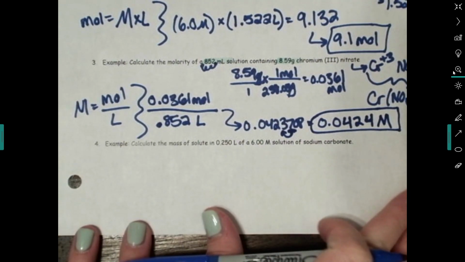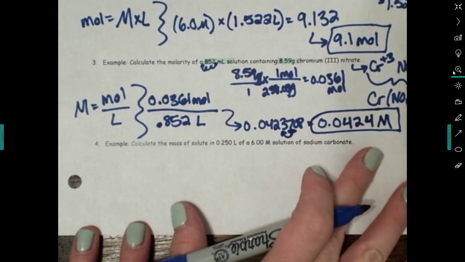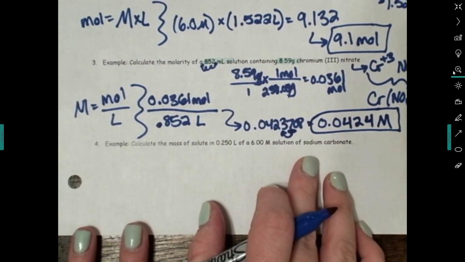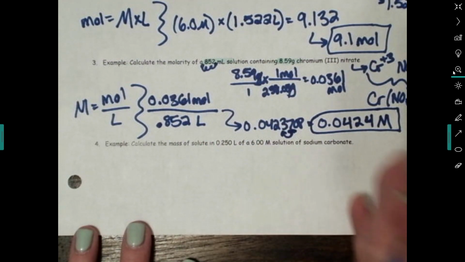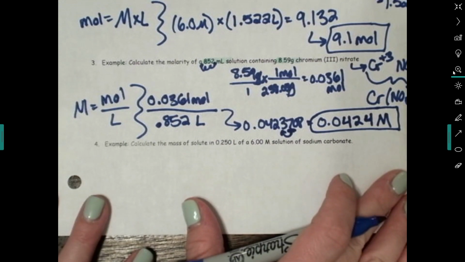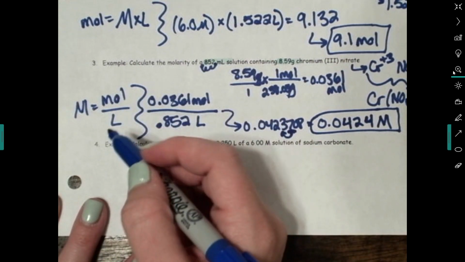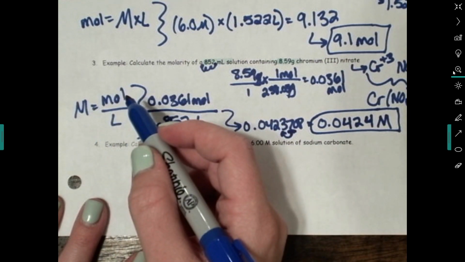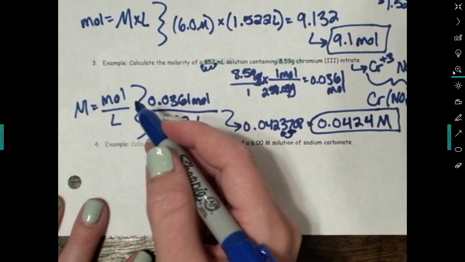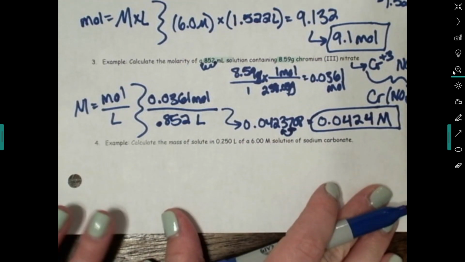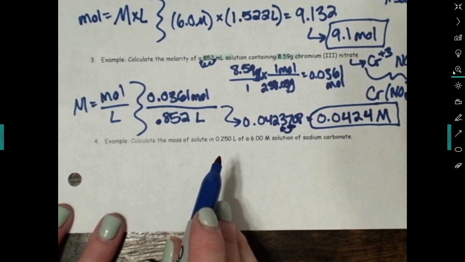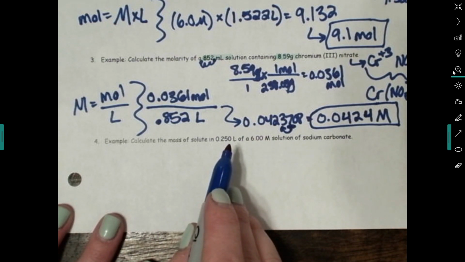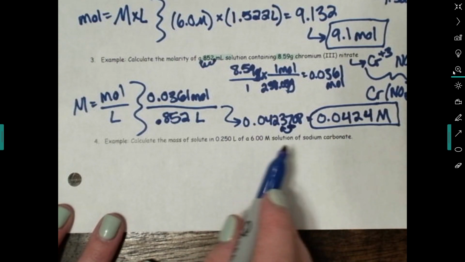Okay, I'm trying to make these as difficult as humanly possible. This is as hard as I can make it. So if you understand what's going on, great. Really, you just need to make sure that if you're solving for molarity, you get your grams into moles, get your milliliters into liters, and you're good. Last one: calculate the mass of solute in 0.250 liters of a 6 molar solution of sodium carbonate.